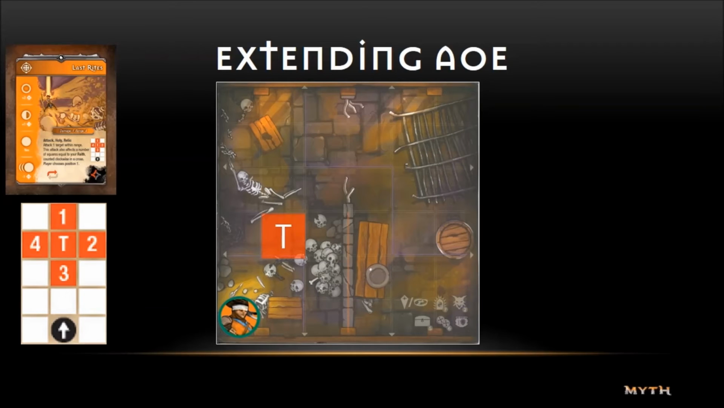So you determine what is the T-square, and again, just like we've done in the past, you have to have line of sight to the target square, and it has to be within range defined on the card. In this case, the range of Last Rites is 4, so I could go up to 4 squares away with the target, and as long as I had line of sight, it can be anywhere up to 4 squares away.